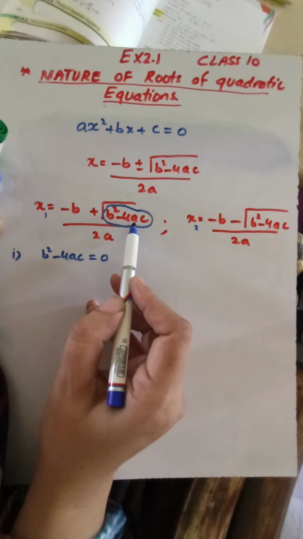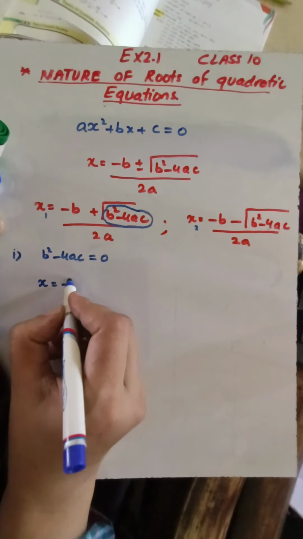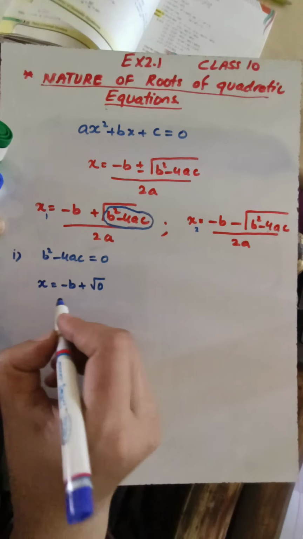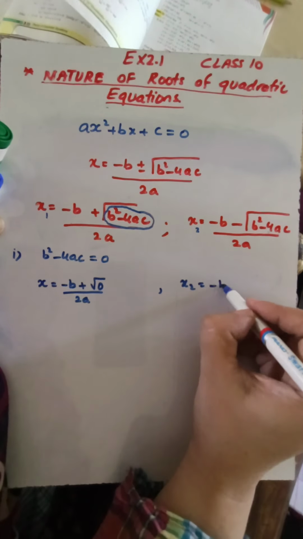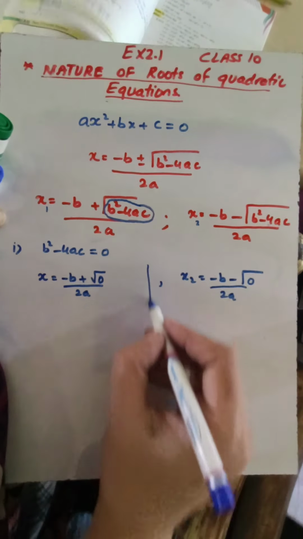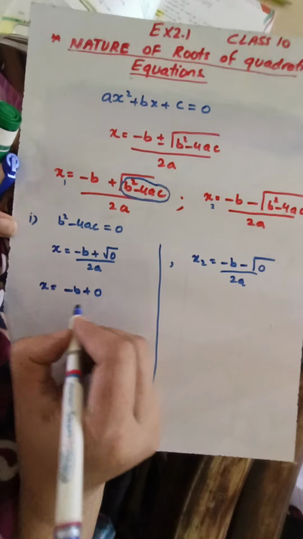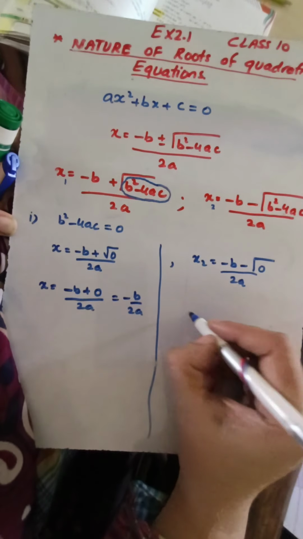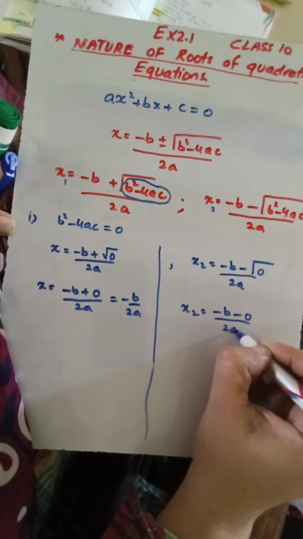Now if b² - 4ac comes out to be equal to 0, then what will happen? x will be equal to (-b + √0) / 2a, where under root 0 is 0, and the second root will be (-b - √0) / 2a. Now we know that x = (-b + 0) / 2a, and the answer will be -b / 2a. In this case, what are we going to get? (-b - 0) / 2a.